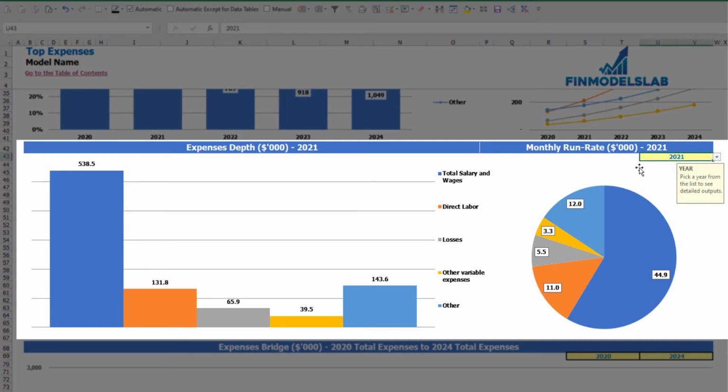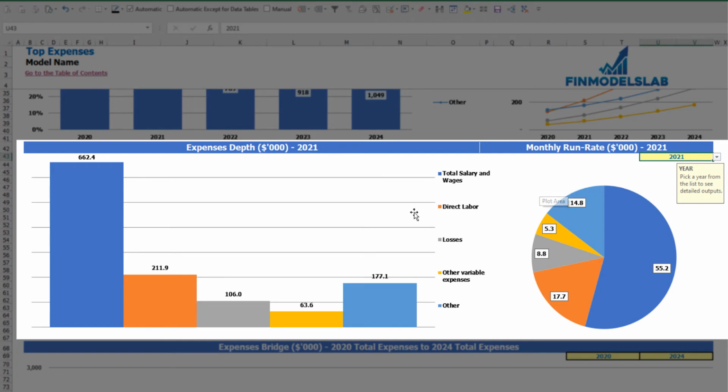You are able to change this year, and you may see the absolute values and percentage breakdown on the pie chart.